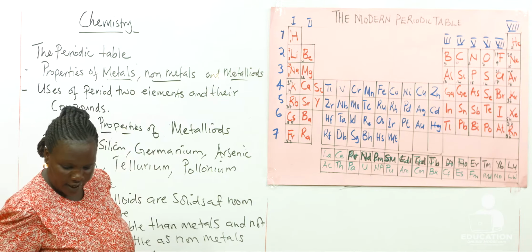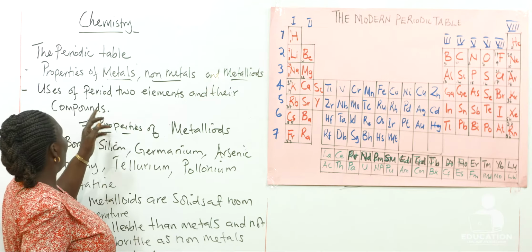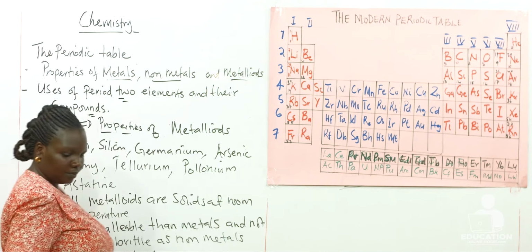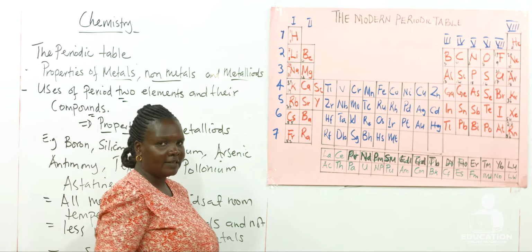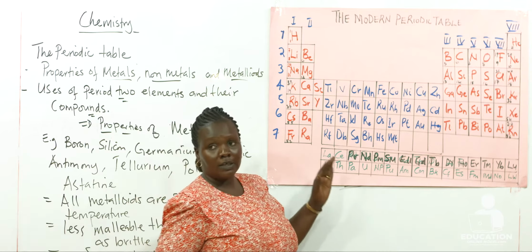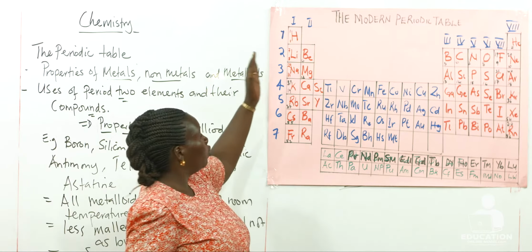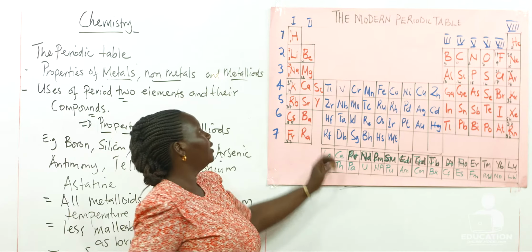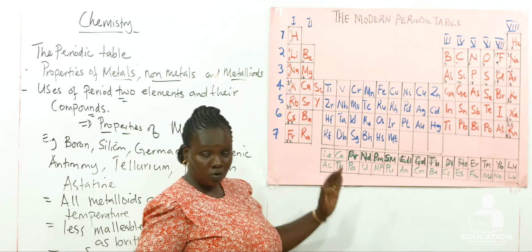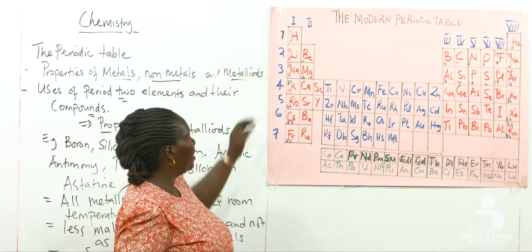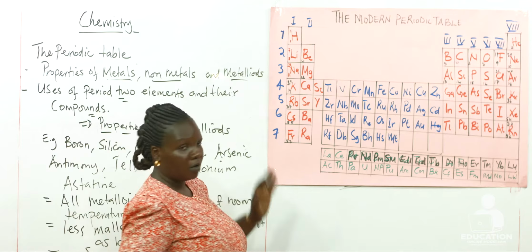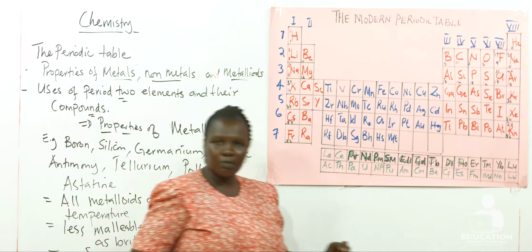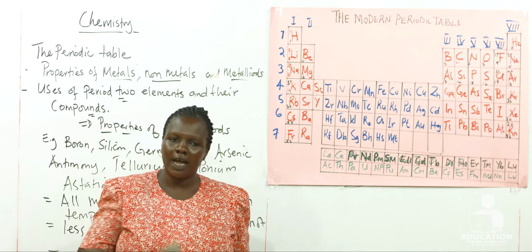Then let us look at the uses of period 2 elements and their compounds. As I mentioned from the beginning, the whole periodic table is arranged in a way that we have groups, representing the vertical columns, starting from group 1 up to group 8. Then we have the horizontal rows, which represent periods, from period 1 up to period 7. And elements are placed in the periods based on the number of energy levels an element has.